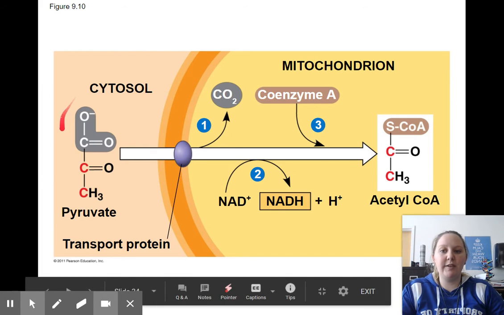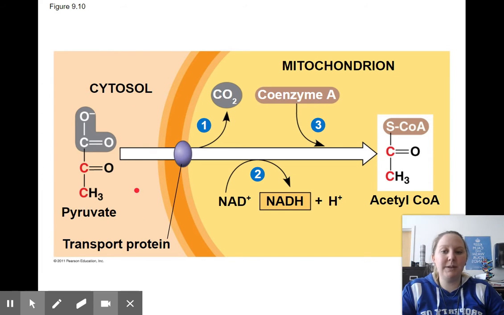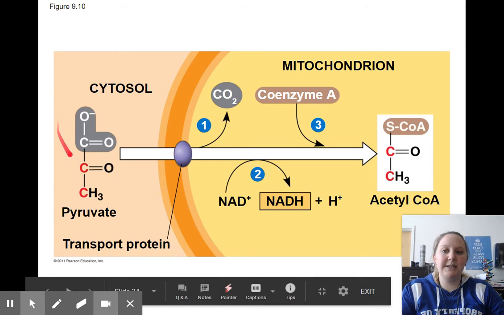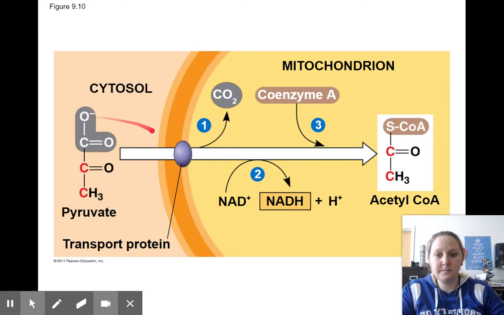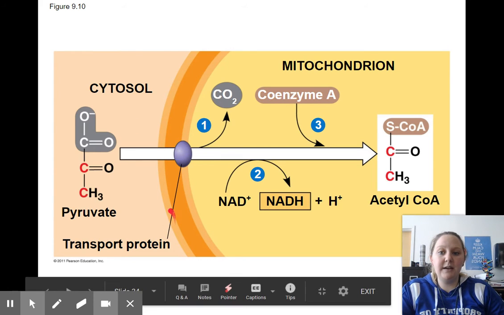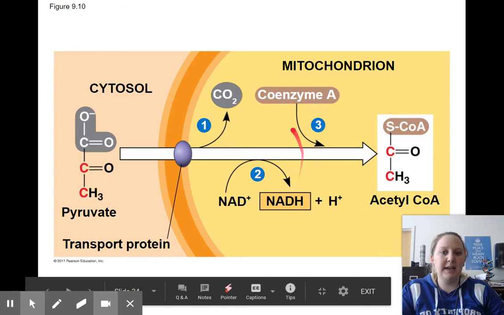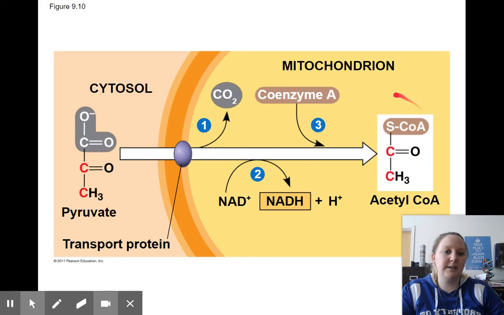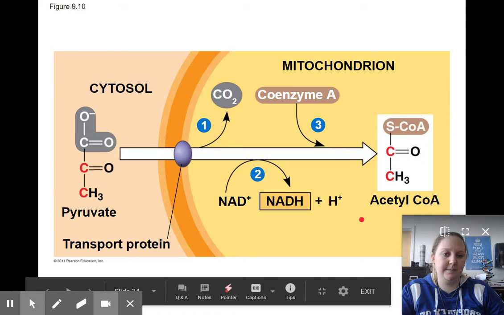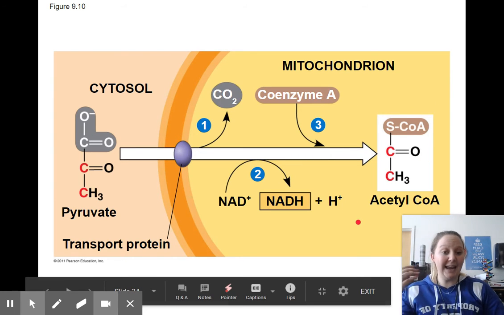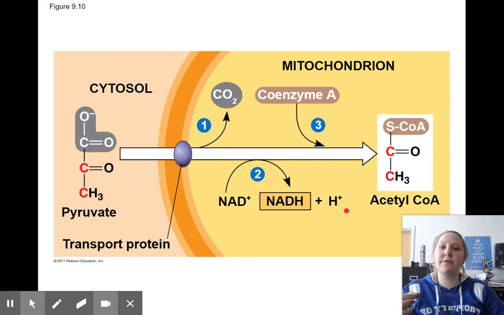So here's our pyruvate. The first thing that's going to happen through a transport protein is this molecule of carbon dioxide is going to get kicked out. Then an NAD plus comes in and binds to a hydrogen to snag that. And then the coenzyme A comes in to make acetyl-CoA. Acetyl-CoA can then enter the citric acid cycle as the first molecule.